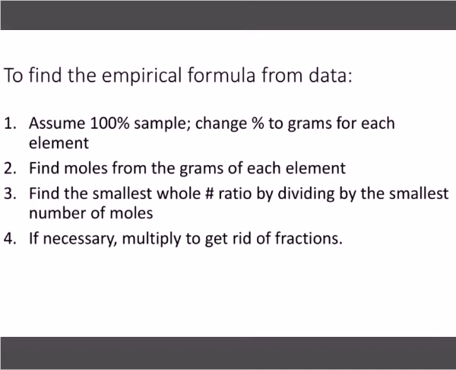So here it is. It says, assume 100% of the sample, right? You're not going to have more than 100%, and all that you have equals 100% because it's what you have. So we're going to change our percent to grams for each element. Then step 2 is we're going to find moles from the grams of each element. Then step 3 is we're going to find the smallest whole number ratio, where we're going to divide by the smallest number of moles. Step number 3 is the step that people forget most. All right, that's the one that they forget most.